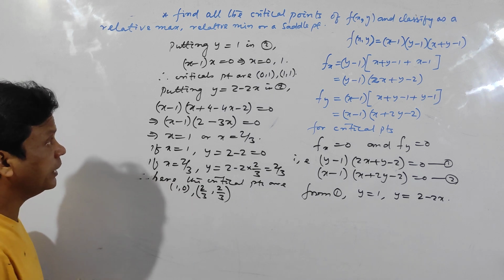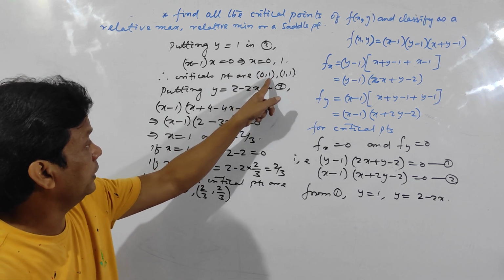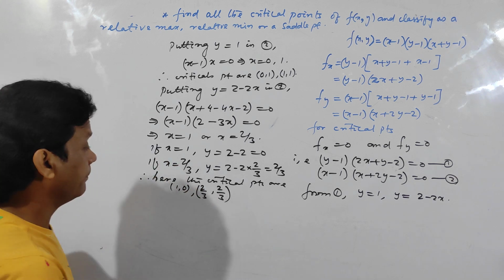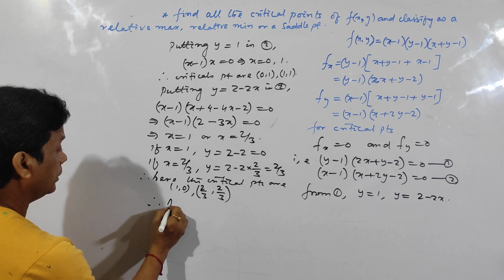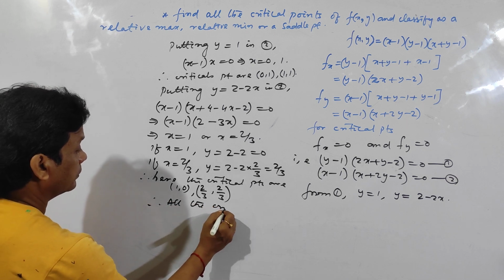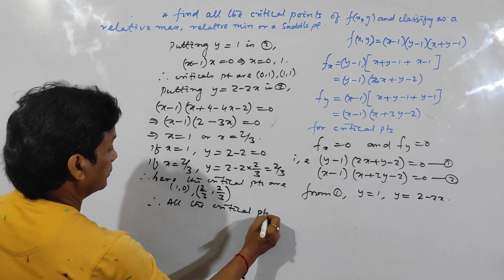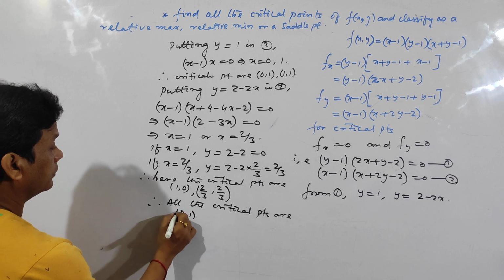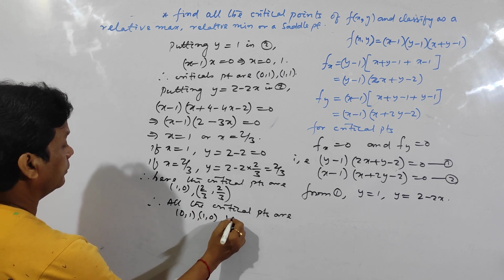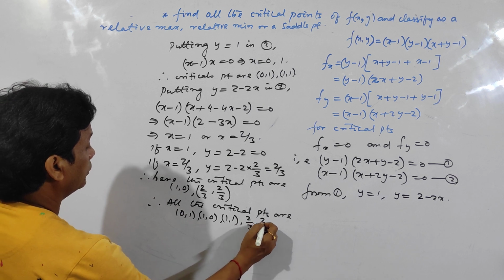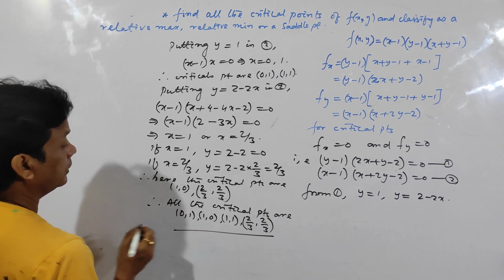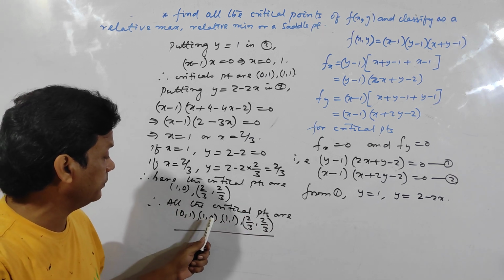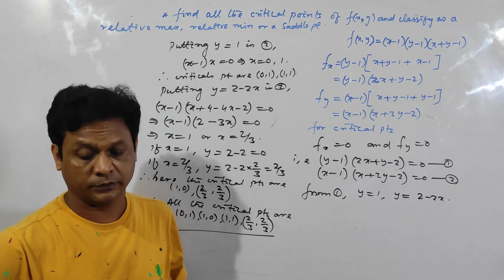So overall how many critical points are obtained? 0, 1, 1, 1, 1, 0, 2 by 3, 2 by 3. There are 4 critical points. Clear? So all the critical points are 0, 1, then 1, 0, then 1, 1, then 2 by 3, comma 2 by 3. Clear? So you have to test for 4 points. We have to test for this point, again this point, then for this point, then for this point. Okay.